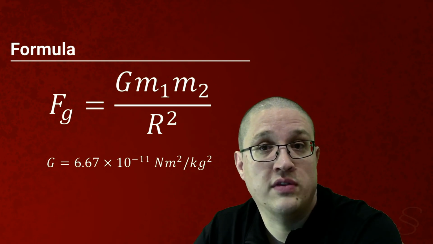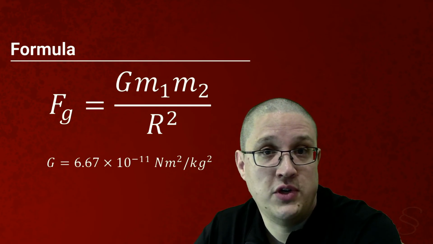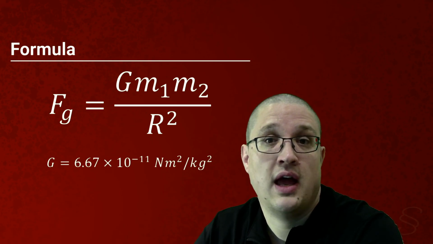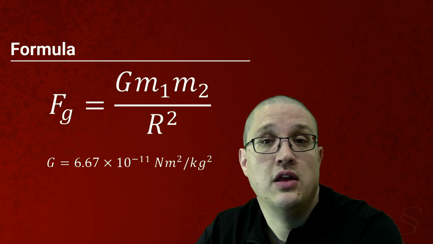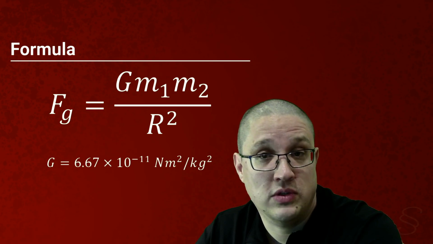The force due to gravity, however, we can calculate from the masses of two objects. So if you put two bowling balls in space and allow them to attract each other, you will be able to calculate the force due to gravity between them using this formula.